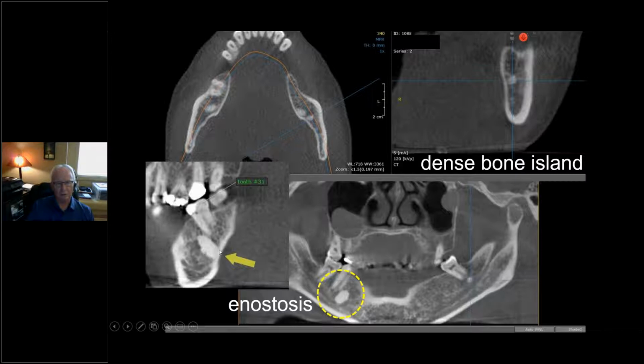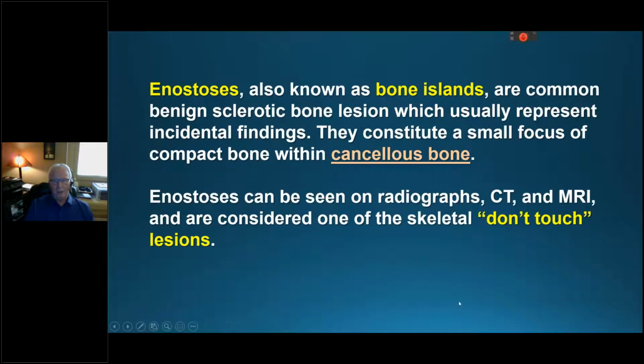We actually were able to show that the point of origin, or where it started from, was most likely the inner cortical margin of the mandible. So osteosclerosis is also known as bone islands, so that is where the confusion comes. A dense bone island should not be joined to the cortices in any portion of the imaging that you do, whereas an osteosclerosis will be. They sometimes have a small focus, or they are a small focus of compact bone within cancellous bone.